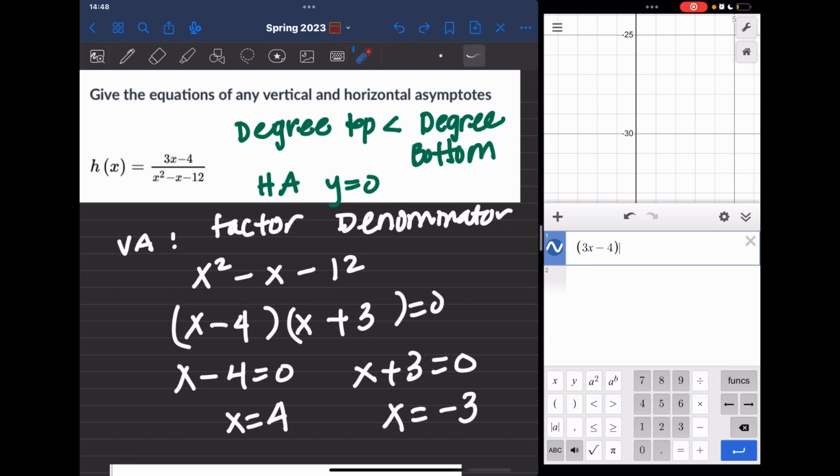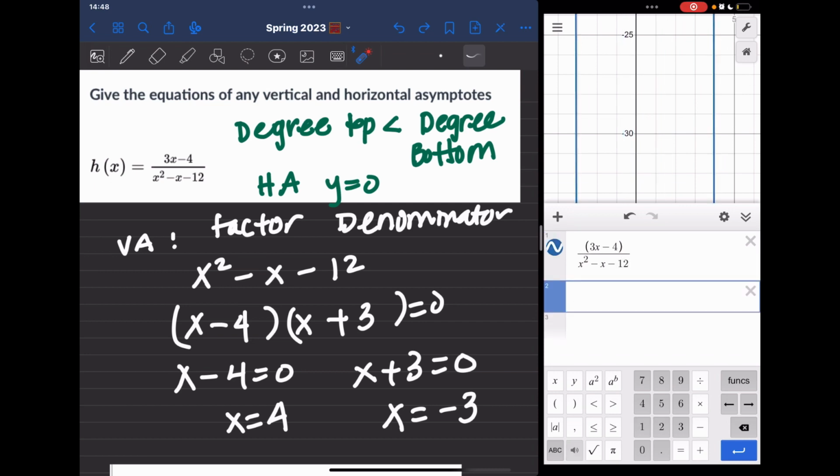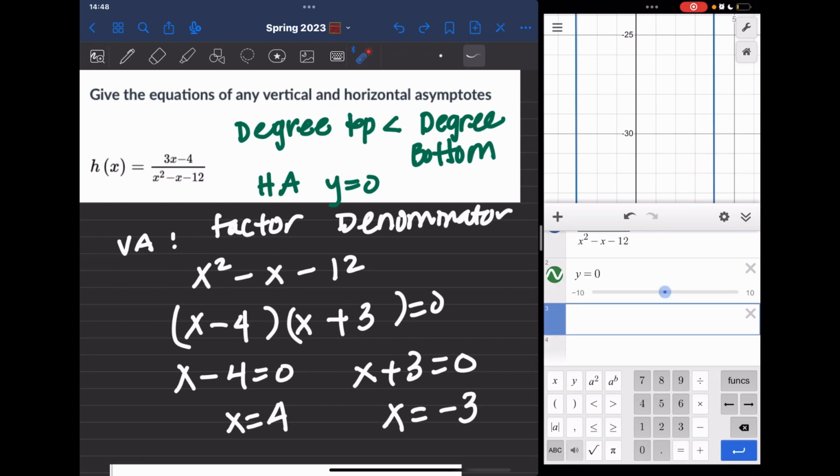Oh, I'm trying to make a fraction. Then you're going to divide that by x squared minus x minus 12. And then what I like to do is I also like to type in my asymptotes so that we can get a visual representation. So in the answer choices, it's going to give you the asymptotes. If I were you, I would just type in the equation, type in the asymptotes, and see what you can observe, like what looks the same.